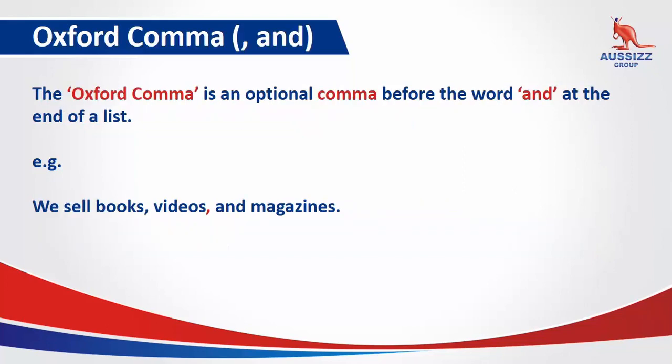One way to use a comma is also the Oxford comma. It's an optional comma before the word "and" at the end of a list. We sell books, videos, and magazines. You use this comma only in order to add clarity to a sentence, because you can have other examples. One example would be here, where we say we sell books, videos, and magazines. You only use the Oxford comma in order to add clarity.